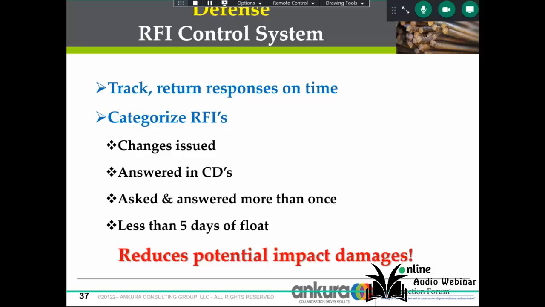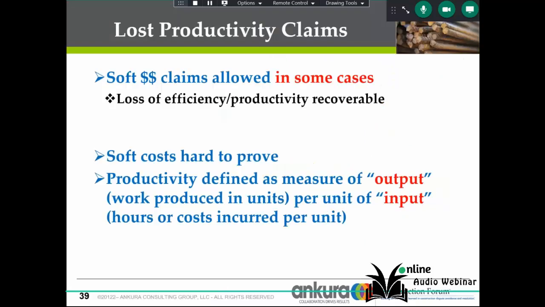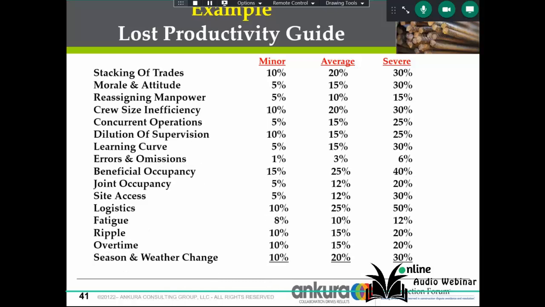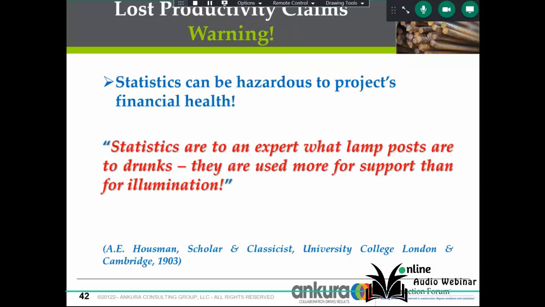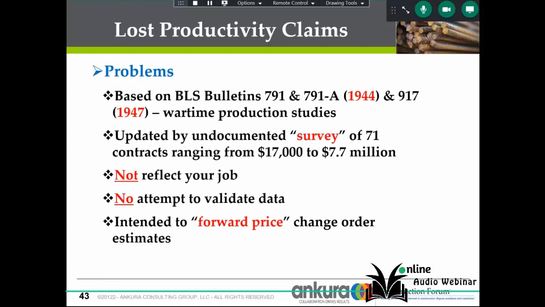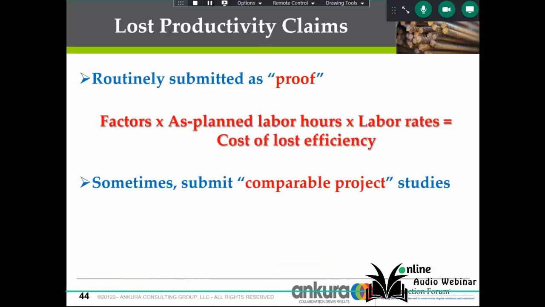Lost productivity and lost efficiency claims. These are soft dollar cost claims, and they are allowed in some cases, don't get me wrong. This is one of the studies that is frequently used. You'll notice in the left-hand column, there are 15 independent causes of lost productivity. The problem with using these studies based on the Bureau of Labor Statistics Bulletin 791 and 791A is that they're routinely submitted as proof. The factors times the as-planned labor hours times the labor rate.